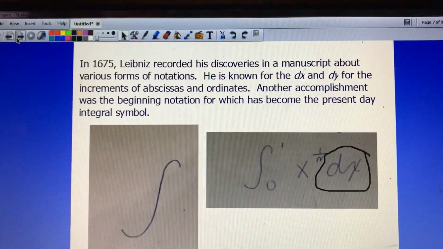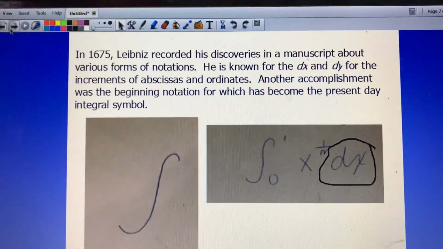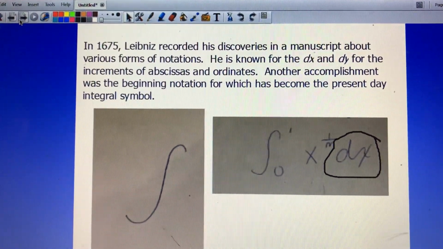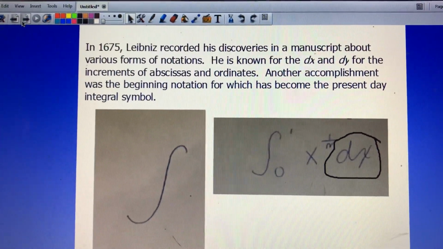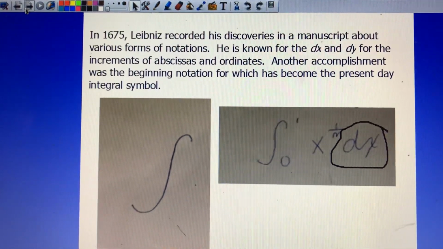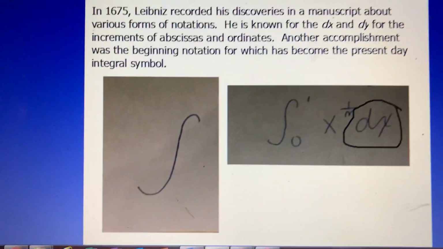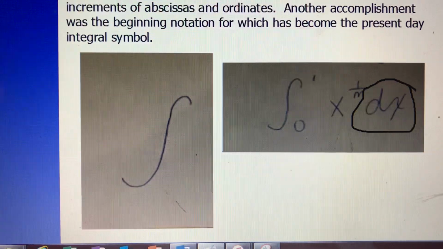Leibniz had some discoveries in a manuscript of various notations. He is known for dx and dy, for the increments of abscissas and ordinates, and he also began the present-day integral formula.